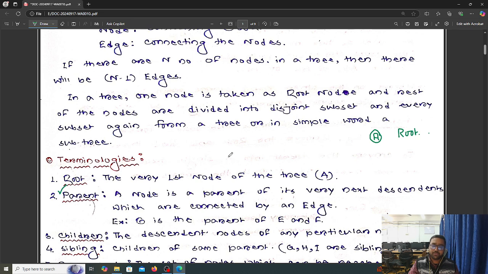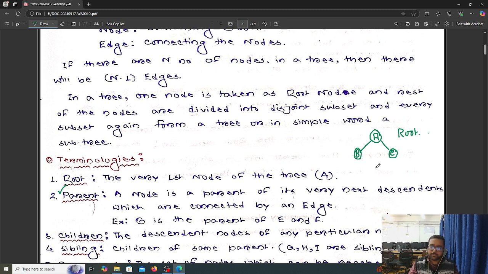Now the second one is parent. Any node should be treated as parent of its very next descendants. Suppose we are having two other data called B and C. Now B and C are descendants of A, or more specifically, they are very next descendants of A. So B and C must be told as the children of A, and A should be treated as the parent of B and C.